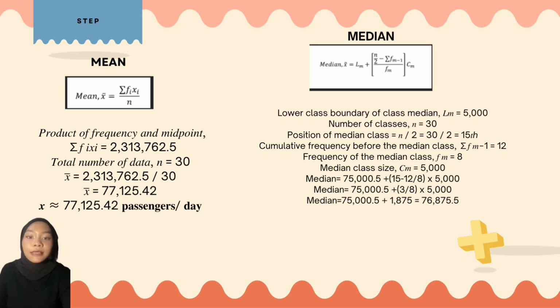For the median calculation, the median gives us the middle value when the data is ordered. For Rapid KL, the median was found using the formula lower boundary of the median class plus position of median minus cumulative frequency divided by frequency, multiplied by class size, with a median of 76,875.5 passengers. It closely aligned with the mean, indicating a balanced dataset.